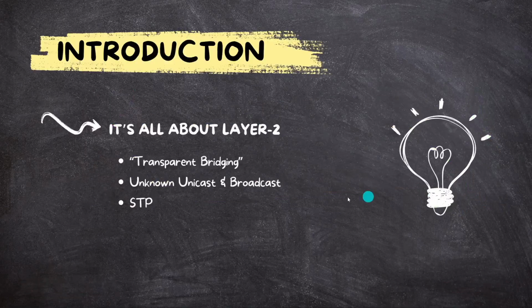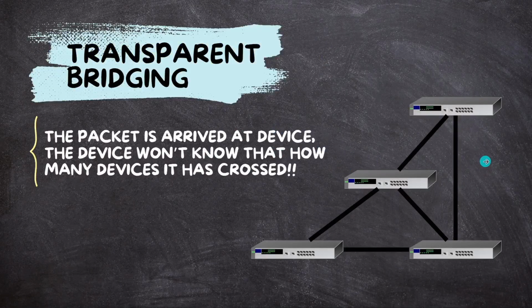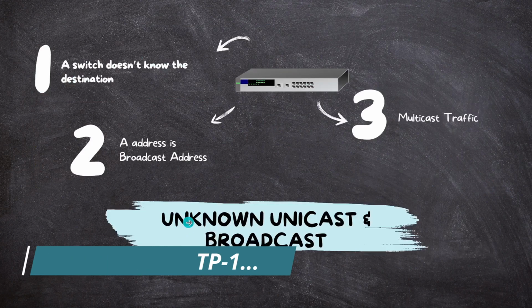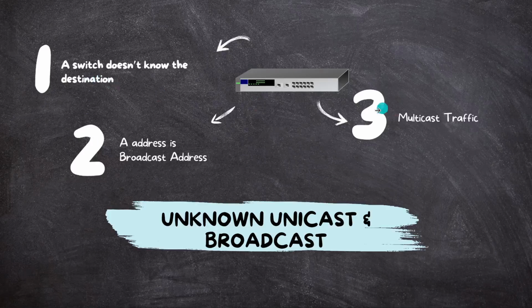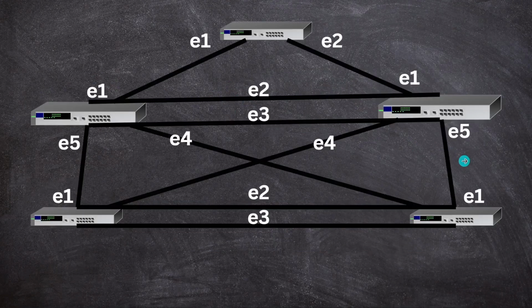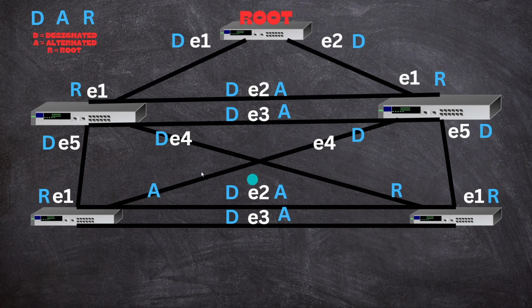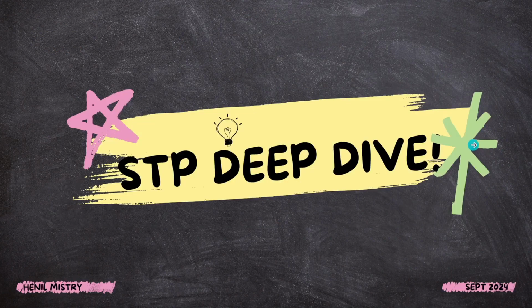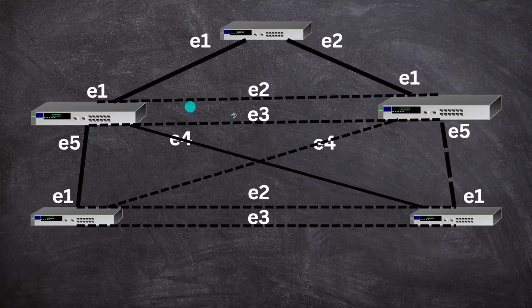In the very first video, we have seen these three terms: transparent bridging, unknown unicast and broadcast, and the very basic overview of STP. We have understood what transparent bridging is, and the cases when a switch will broadcast the frame. We took this example to understand the very basic working of STP. We assigned these port roles, and this was the final topology. That was the first video basically.